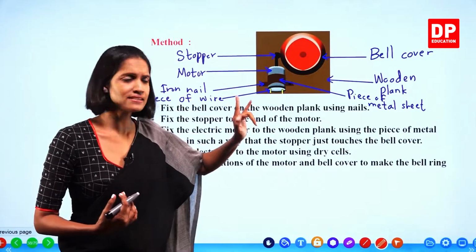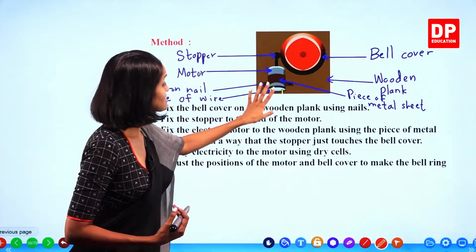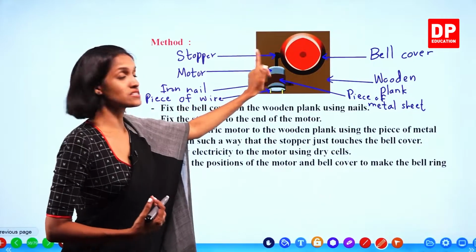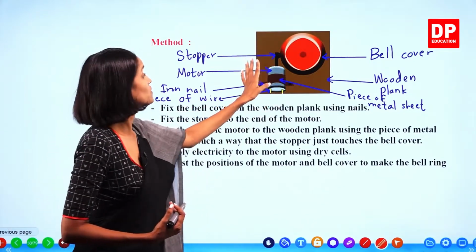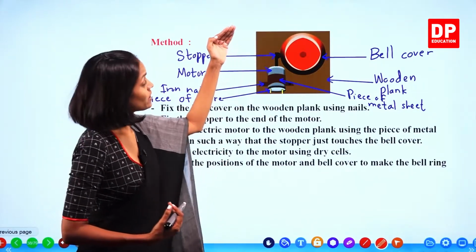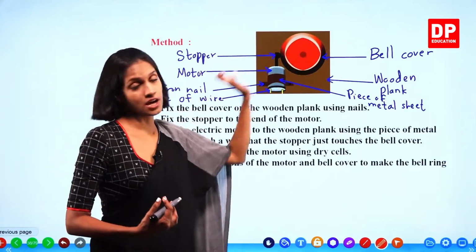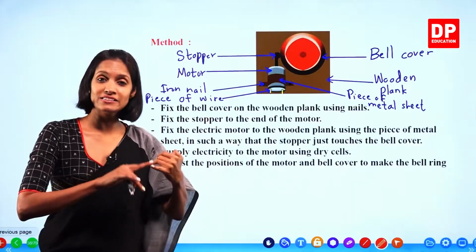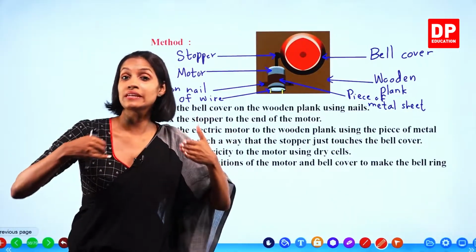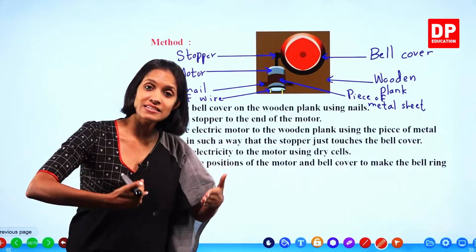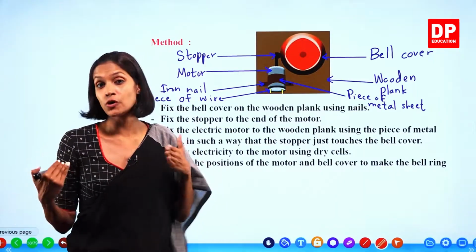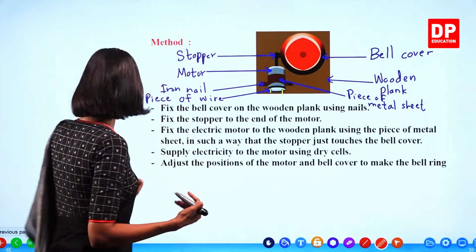What is the reason, children? Because as the electricity is supplied, this motor starts to rotate. The axis of the motor starts to rotate. So when it starts to rotate, according to the rotation, it makes the sound. Therefore, electrical energy is converted to kinetic energy, and kinetic energy is converted to sound energy, right? Let's write this.